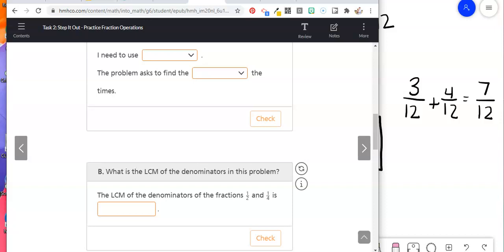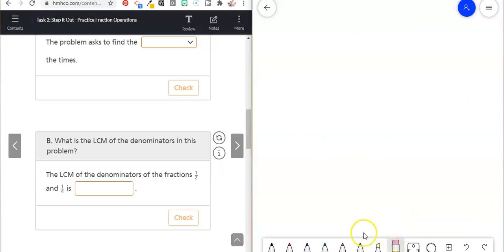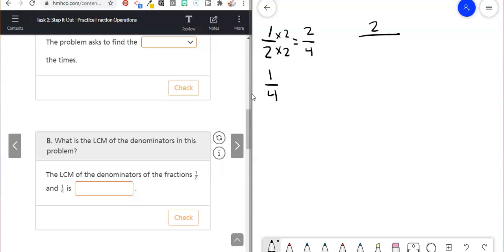So let's get our work page over here. Remember, whatever I write down, you are writing down, so you remember how to do something. So the LCM of the denominators of the fractions 1/2 and 1/4. I can change 2 into 4 by multiplying by 2. And I get 2/4. You could also do that with tic-tac-toe.